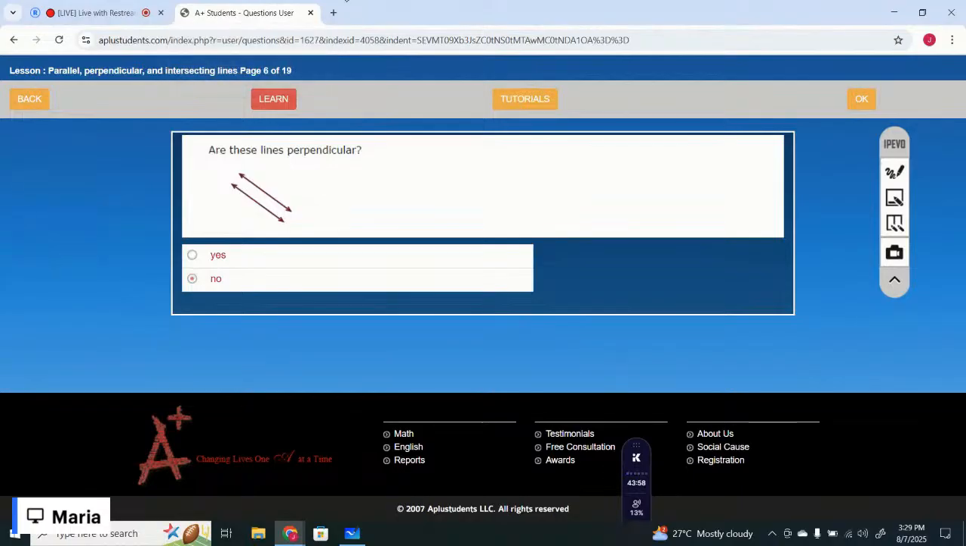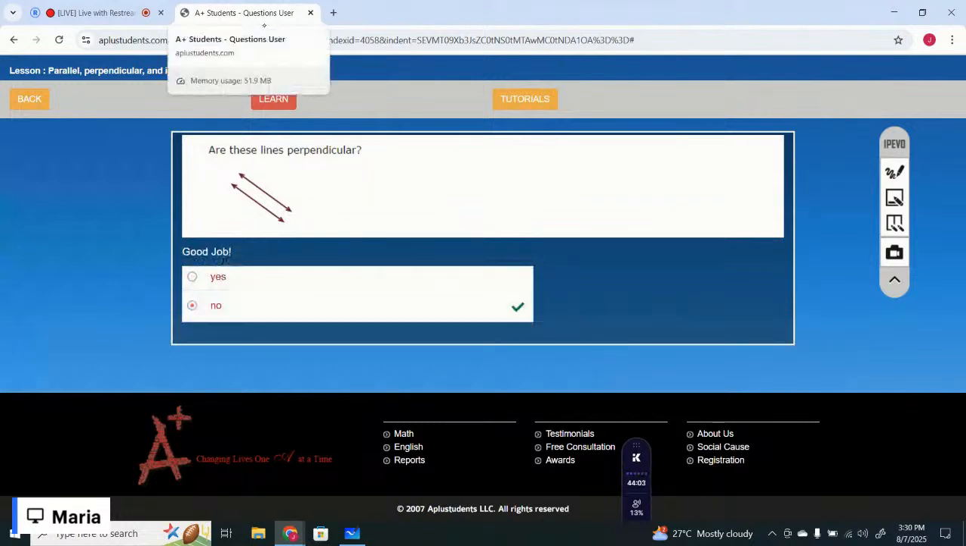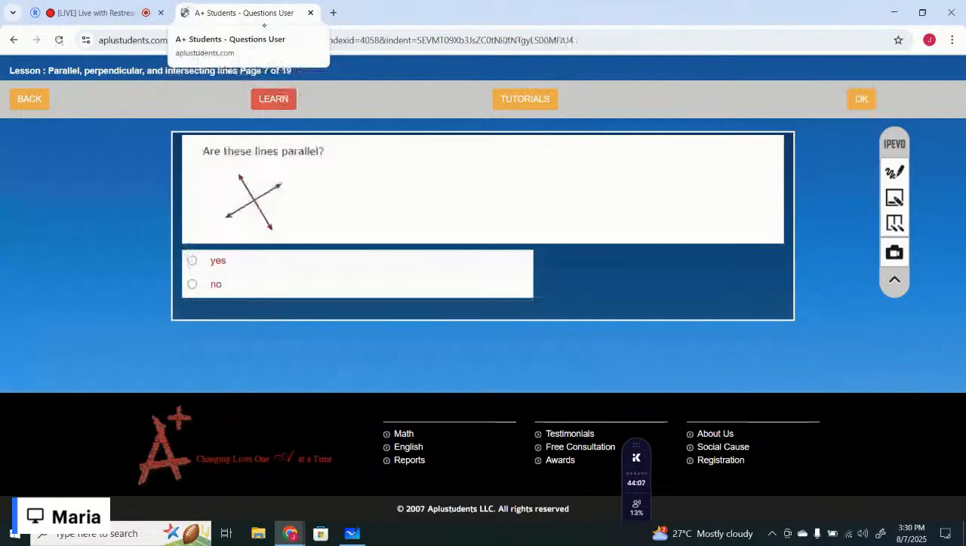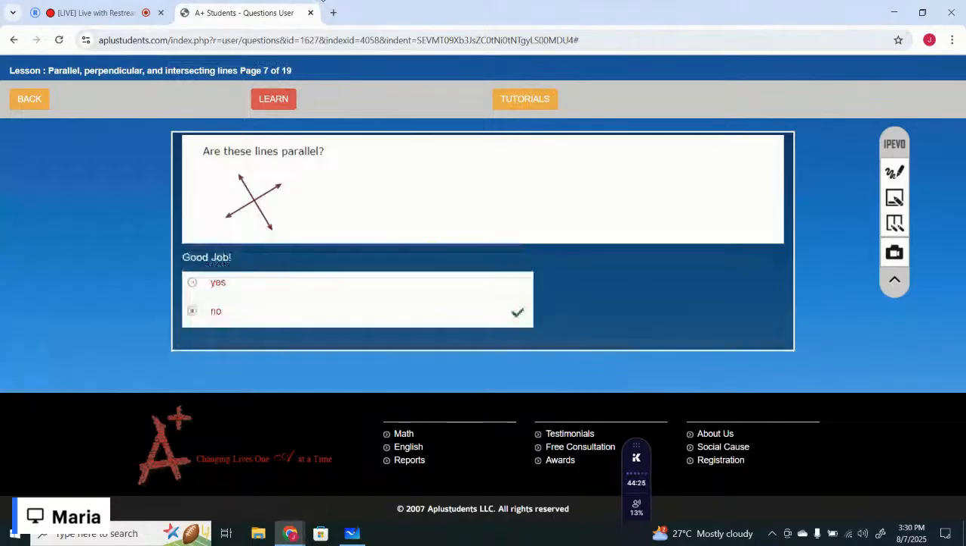Are these lines perpendicular? No, they are not perpendicular lines. Are these lines parallel? No, they are not parallel lines. Option 2 is the correct option.